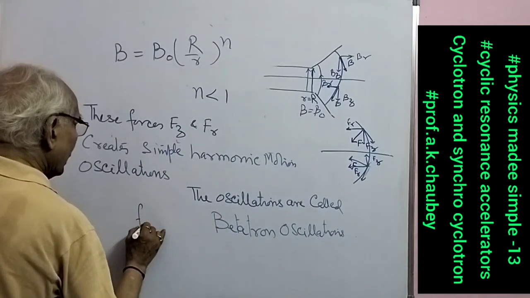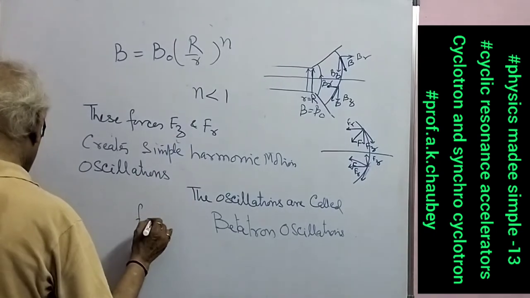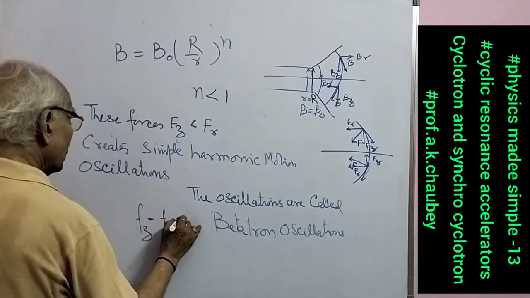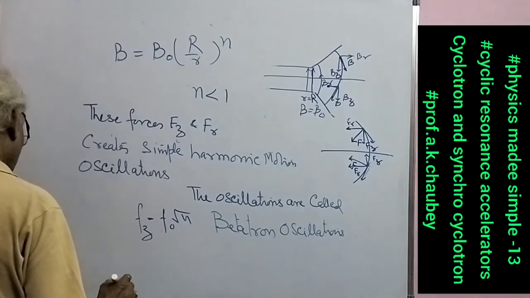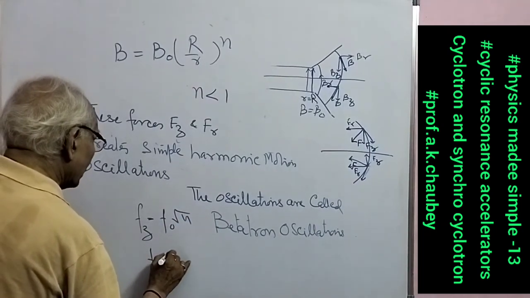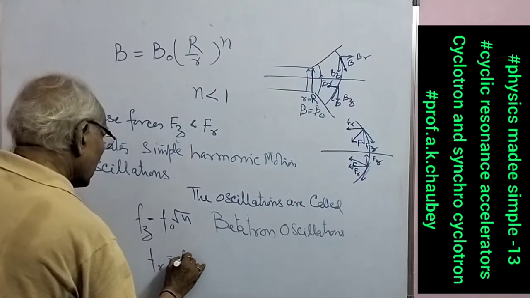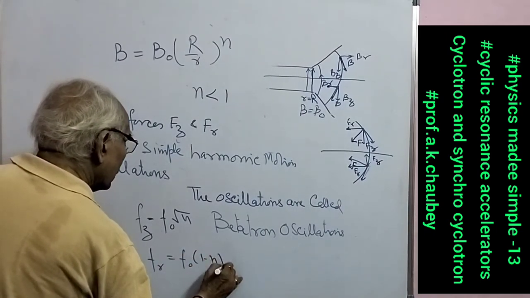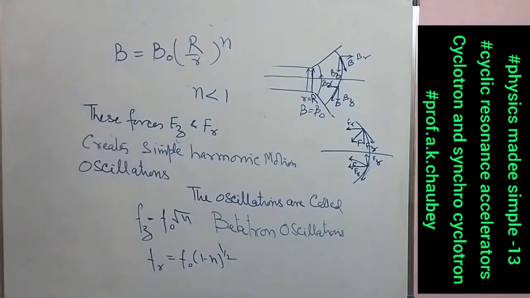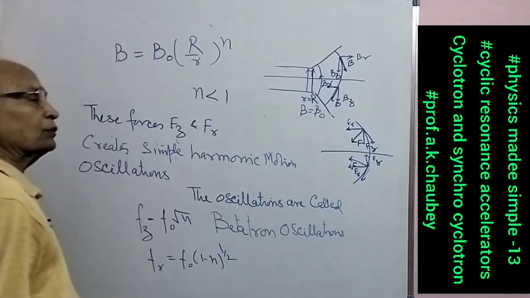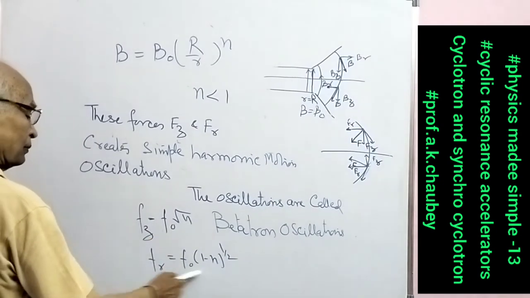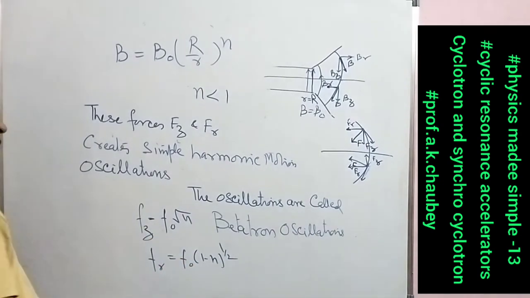The frequency of the z motion is given by f naught times root n. And f_r, the frequency of radial oscillation, is given by f naught (1 minus n) to the power 1 by 2. These are the frequencies of the Betatron oscillations, meaning vertical oscillations and horizontal oscillations, provided by these forces, simple harmonic motion. From this you can find that n should be less than 1. If n is more than 1, this will not be possible, it will be negative, imaginary.